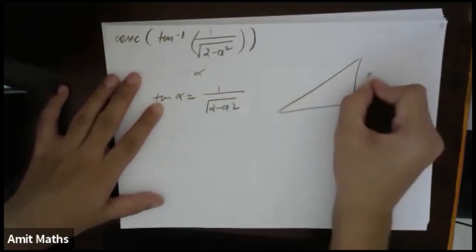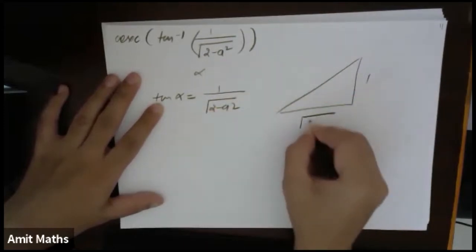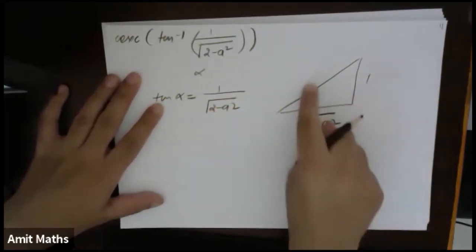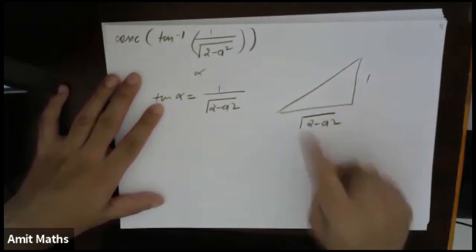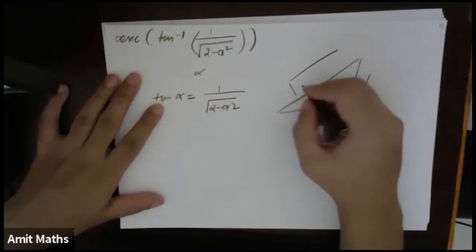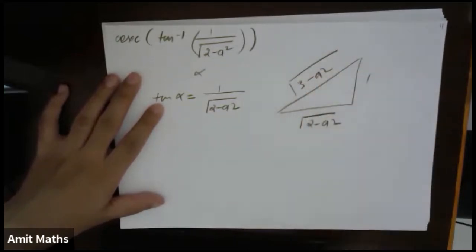So height is what? 1. Base is what? Under the root of 2 minus a square, right? So what is the hypotenuse? This square plus this square. So this becomes under the root of 3 minus a square, right?